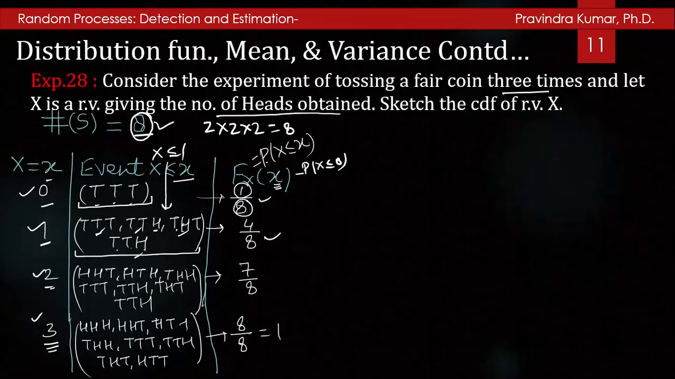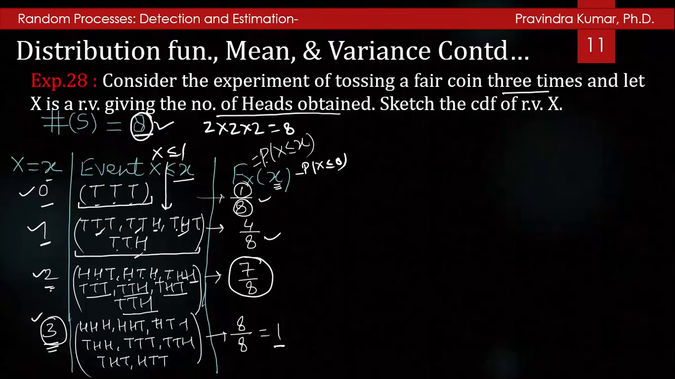And when x is equal to 2, I am getting heads no times, 1 time and up to 2 times. So I am including all the events which have less than or equal to 2 heads: HHT, HTH, THH, and TTT, TTH, THT, HTT. So there are 7 possibilities. So the CDF at x equal to 2 is 7 by 8. Similarly, the CDF at x equal to 3 is 8 by 8, which is 1.